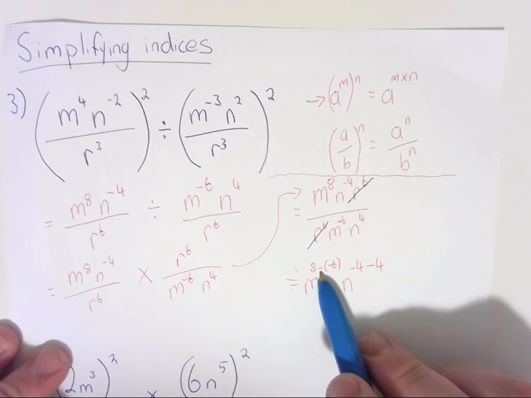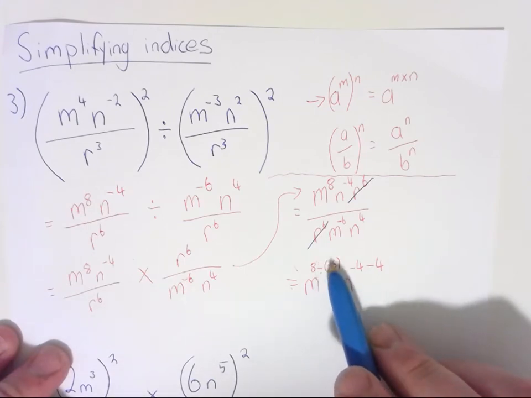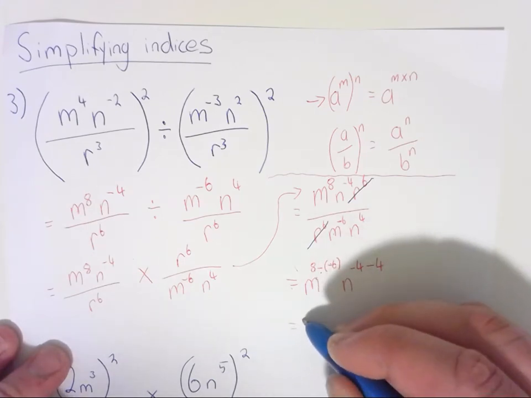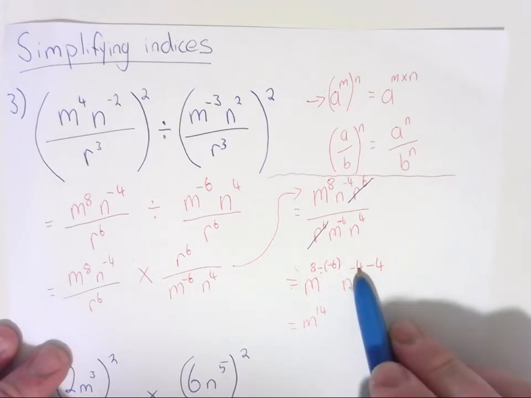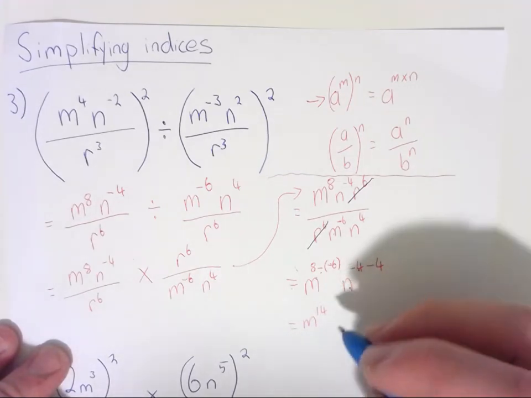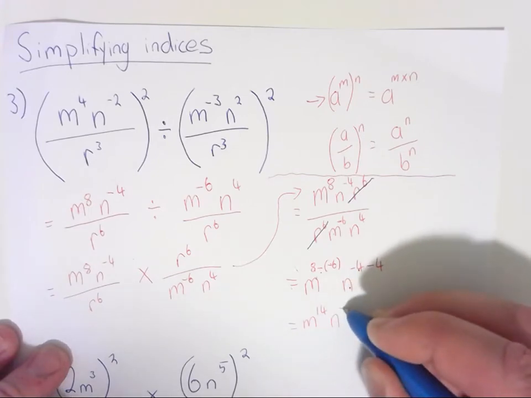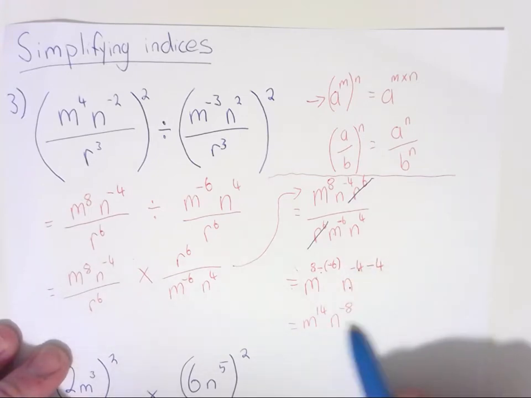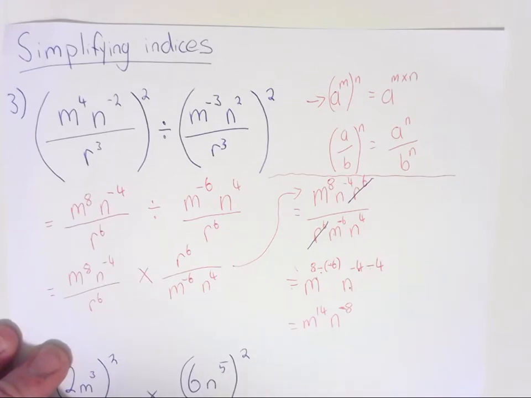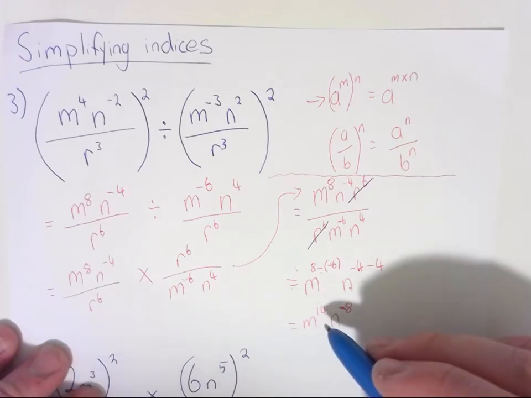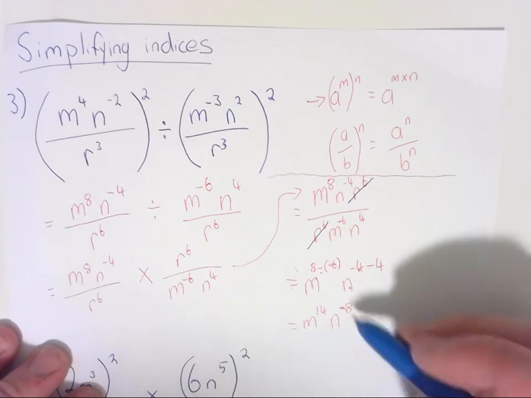Now 8 subtract negative 6 becomes m to the 14, n to the negative 4 take 4 becomes n to the negative 8. Now remember, we still need to, we can't leave our answer with a negative index, we can't leave it with a negative power. Okay, so then what we need to do is, again, flip this.